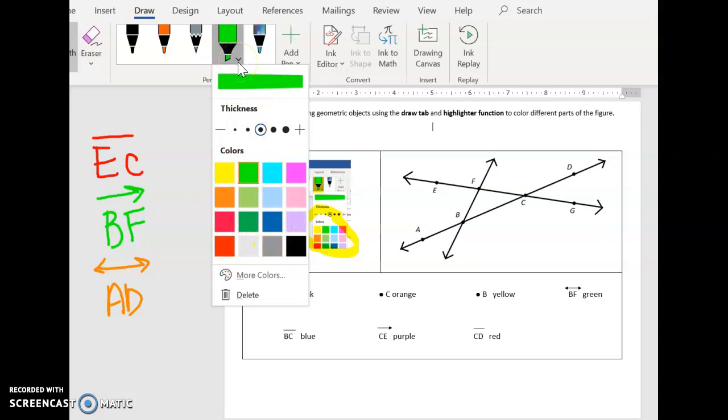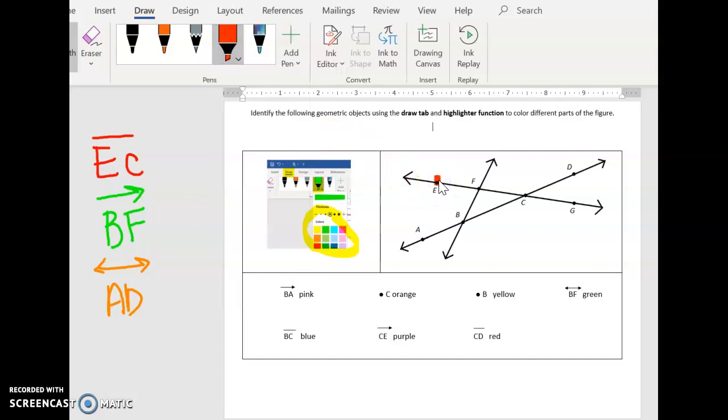So let's look at this first example. I'm going to highlight in my figure line segment EC, and I'm going to make it red. So I'm just going to go down, choose the red, and now my highlighter is red. EC is a line segment. It has a distinct starting point and end point.